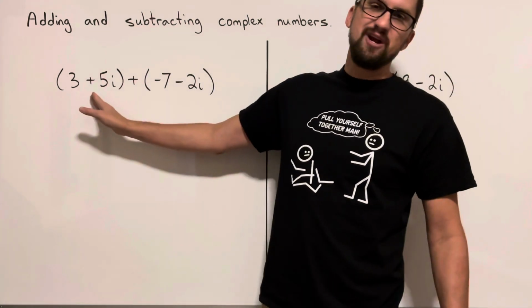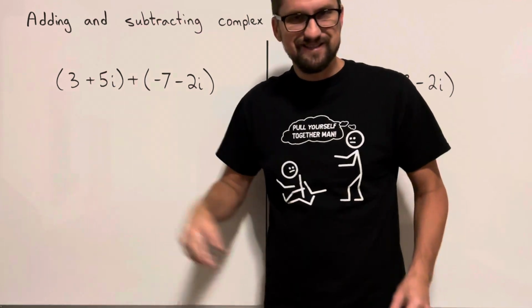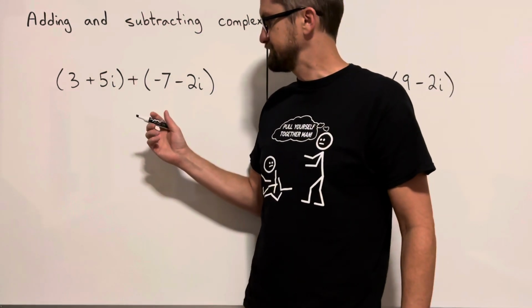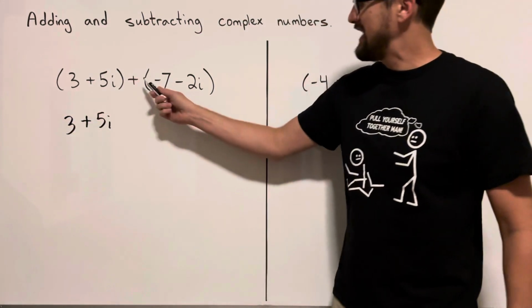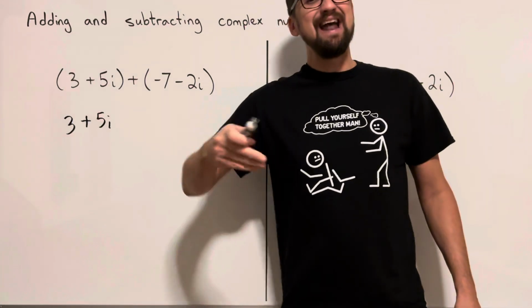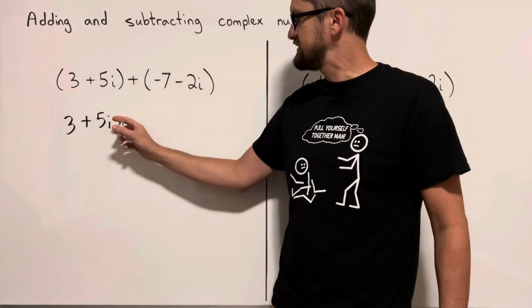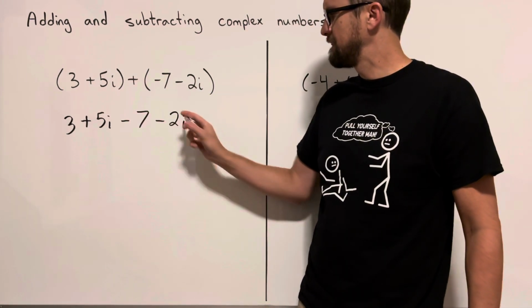Now when you're just straight up adding them, there's no multipliers in front of the parentheses. Essentially you can drop the parentheses. So that'll give us 3 plus 5i. Now you're adding a -7. Adding a negative number is the same thing as subtracting it. So you could write this as -7 and then -2i.